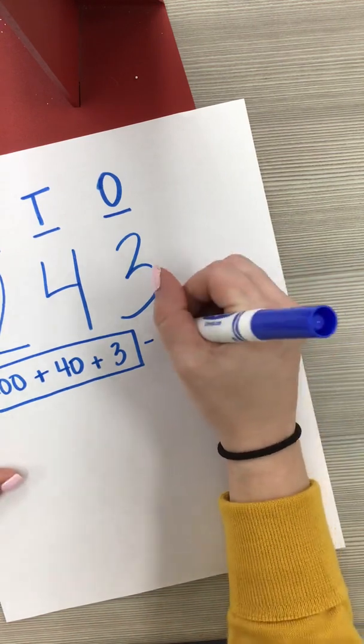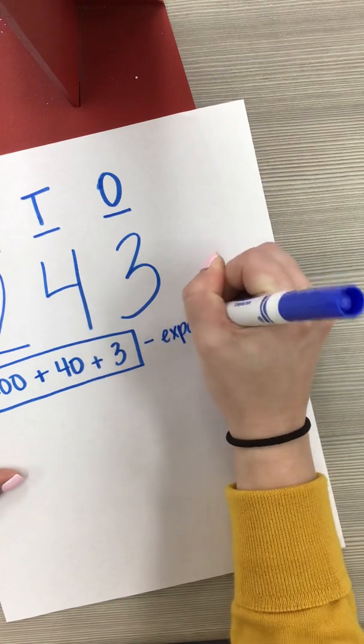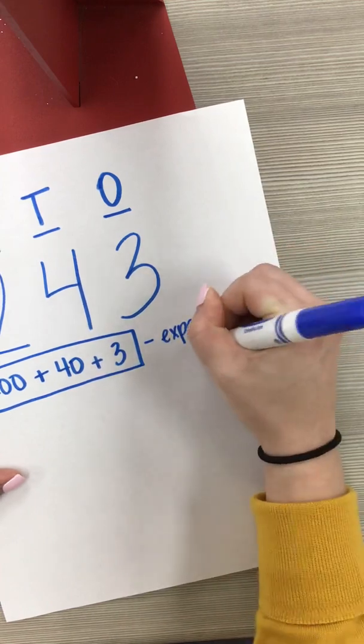This is called expanded form. We're stretching out that number.